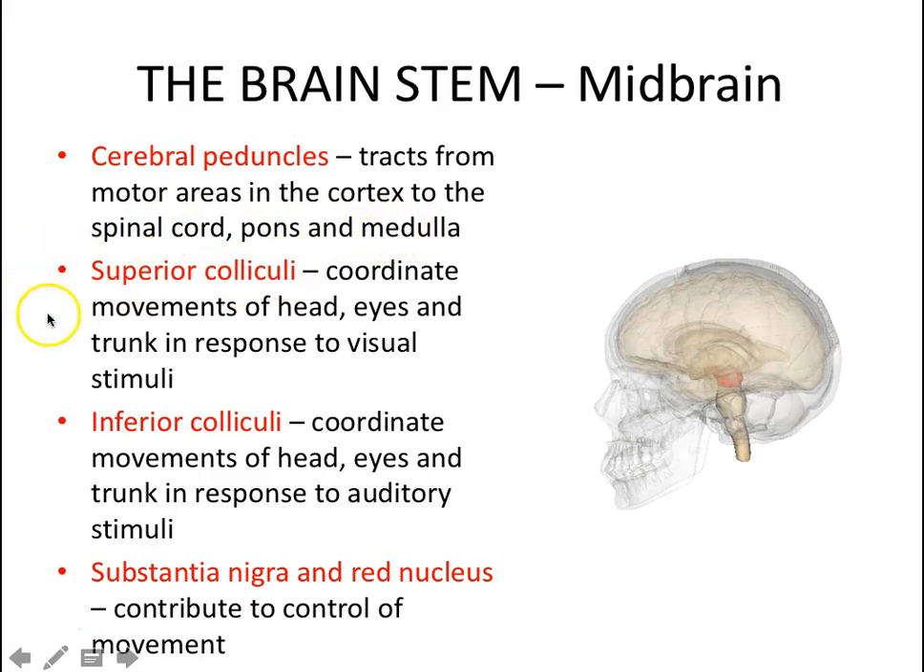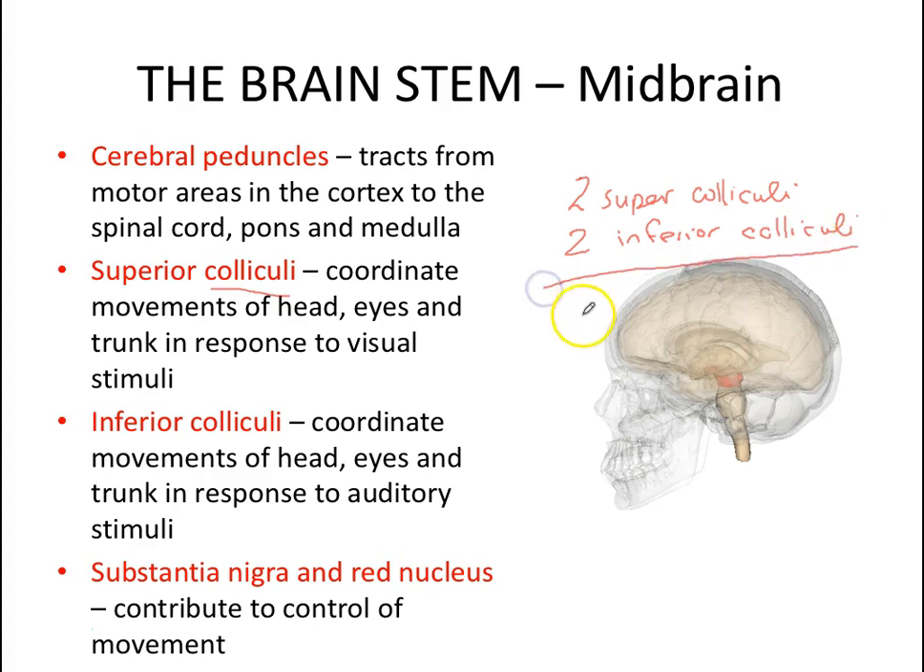And then we have these 2, the superior colliculi and then the inferior colliculi. So this term colliculi is plural. So what we have basically is 2 superior colliculi, 2 inferior colliculi, right? And together they're going to make up something called the corpora quadrigemina.